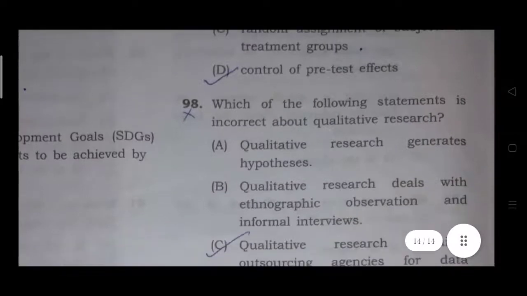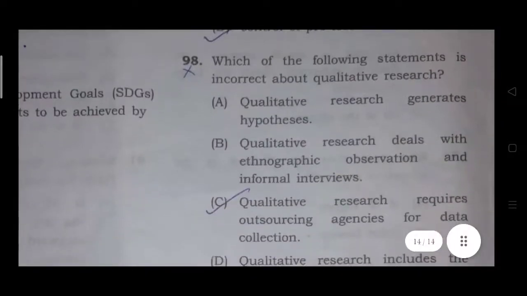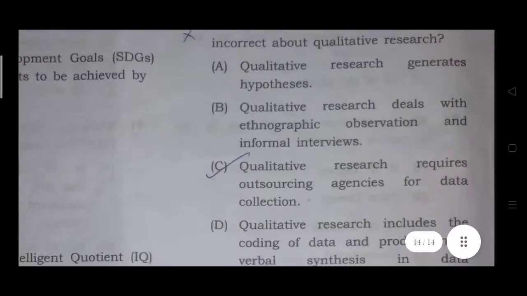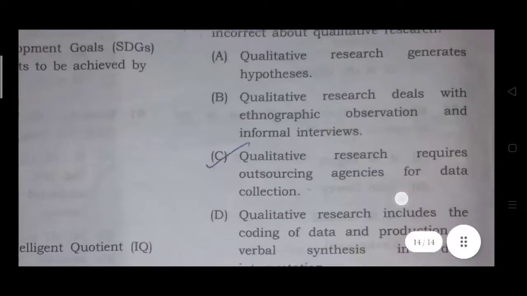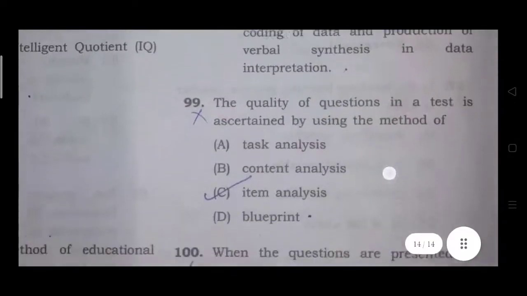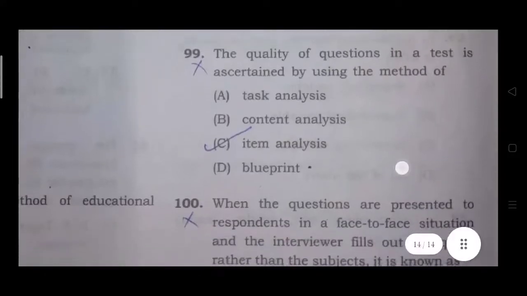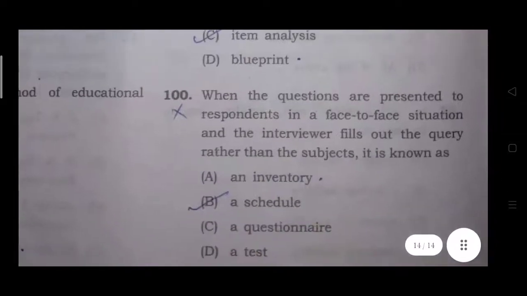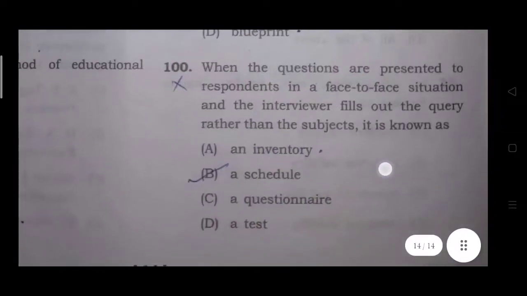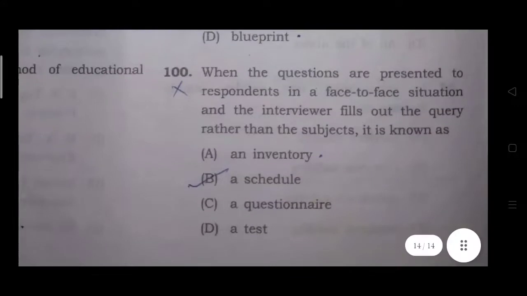Number 98. Which of the following statements is incorrect about qualitative research? Here, option C is the correct answer. Qualitative research requires outsourcing agencies for data collection. Next, 99. The quality of questions in a test is ascertained by using the method of. Which one will be the correct answer? Here, option C is the correct answer, item analysis. And the last question, 100. When the questions are presented to the respondent in a face-to-face situation and the interviewer fills out the query rather than the subjects, it is known as, option B is the correct answer, CAPI.